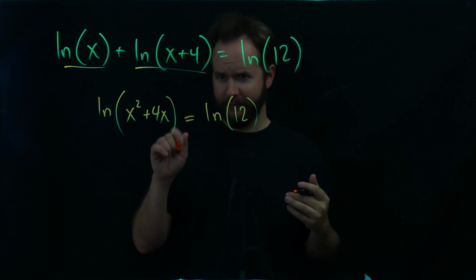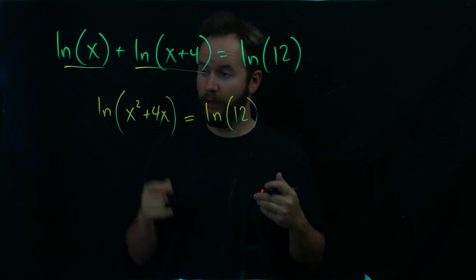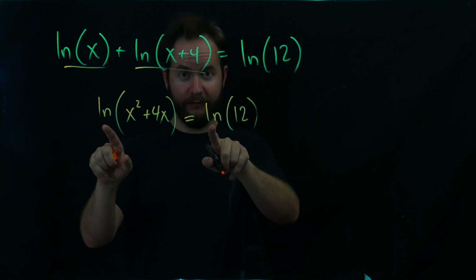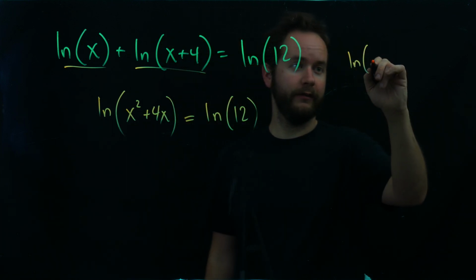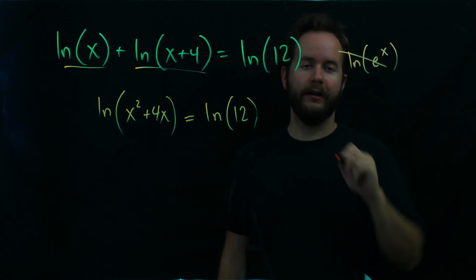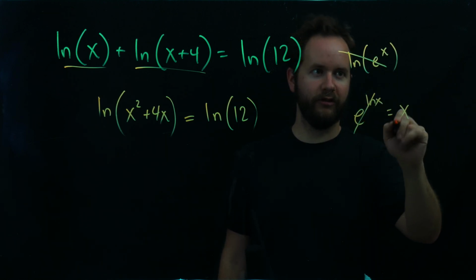But now that I've done that, how can I continue this process? Well, notice that both of these expressions have an ln in front of them. So we can do e to both sides to cancel them. Recall that ln of e to the x, ln and e cancel. In the same fashion, e to the ln of x also cancel, leaving me with just x.